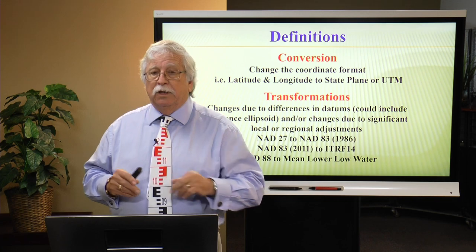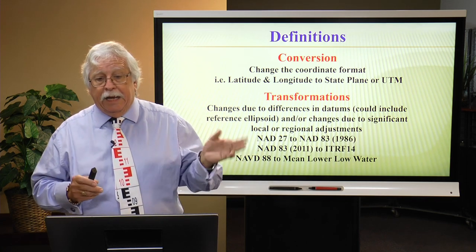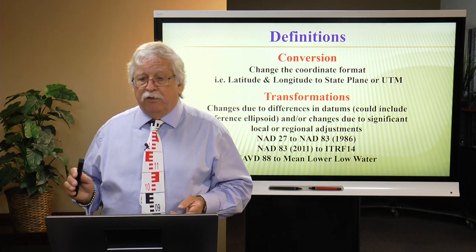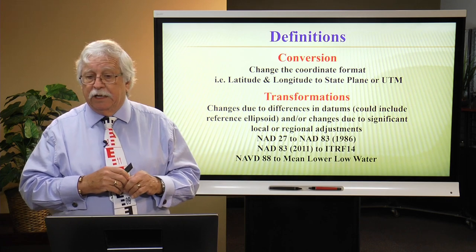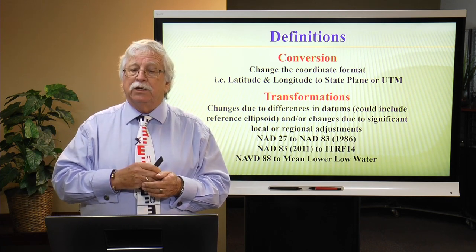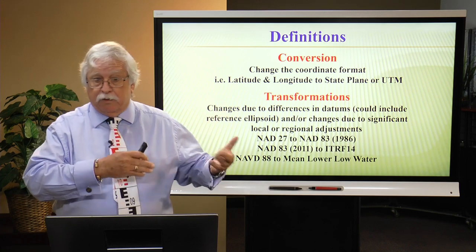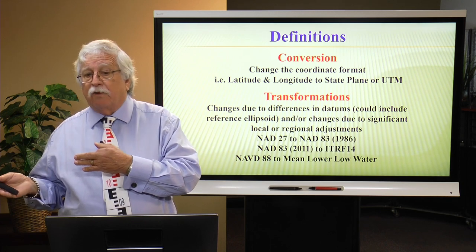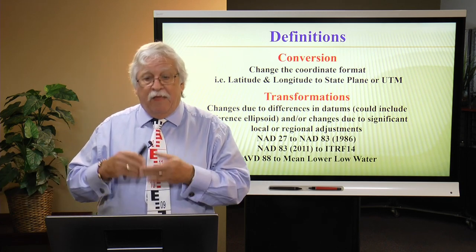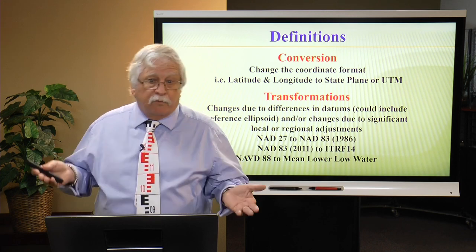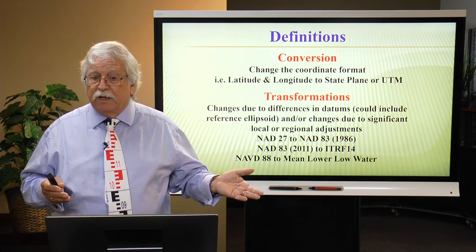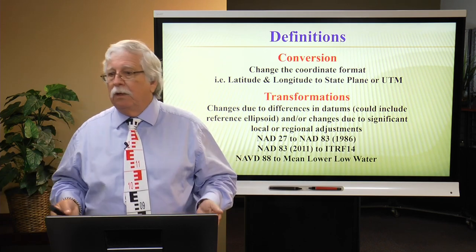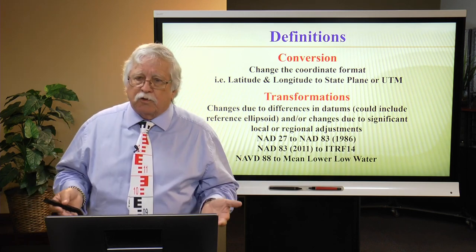As I've given you here at the bottom, some examples of this: NAD27, North American Datum of 1927, to North American Datum of 1983, the original adjustment of 1986, that is a datum transformation. Or, now, our current realization of NAD83, 2011, to the International Terrestrial Reference Frame of 2014. That's a datum transformation. Another, on the vertical side, North American Vertical Datum of 1988 to mean lower low water, or any other tidal datum, mean sea level, mean high water. So these are all transformations.